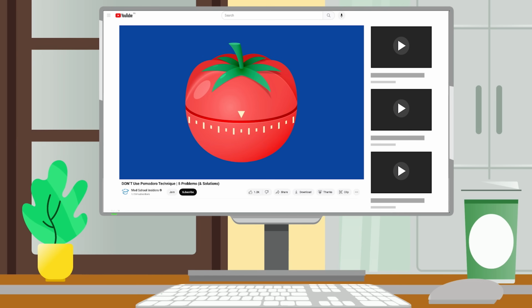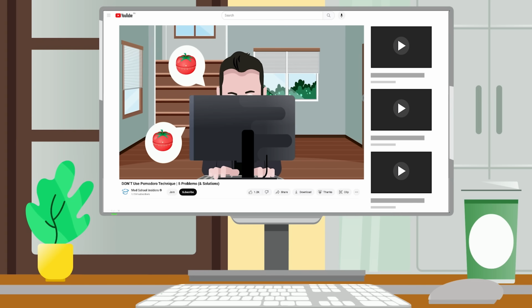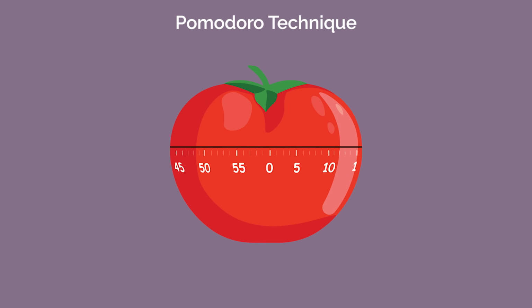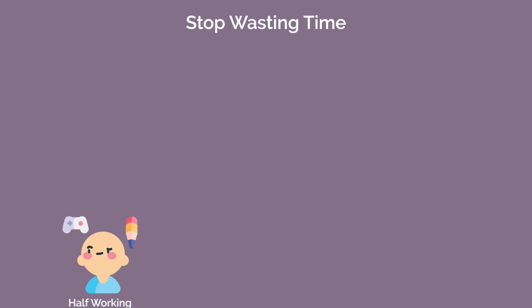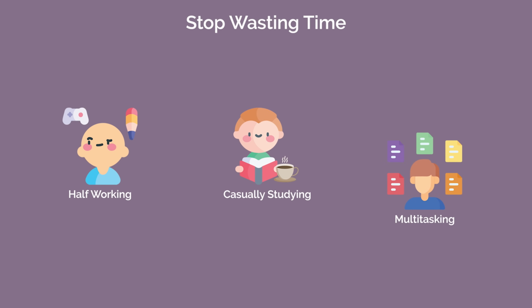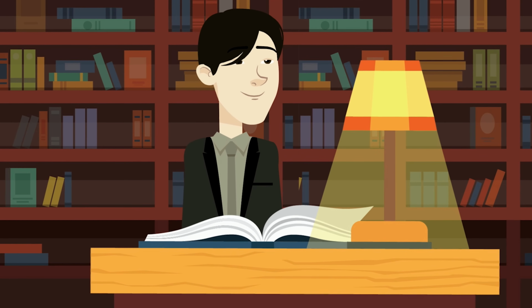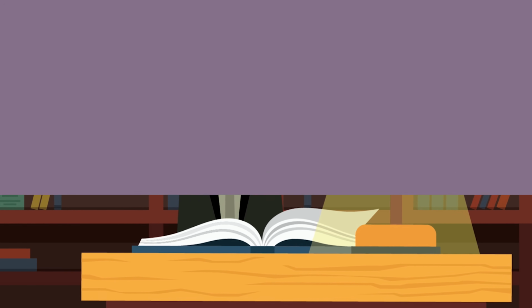If you're unfamiliar or need a refresher, check out our Pomodoro videos linked below. We outline how to get the most out of the Pomodoro technique and the critical errors many people make using a tomato timer. From a productivity standpoint, the Pomodoro technique can save you hours every week. Stop wasting time half working, casually studying, or multitasking. Instead, give your work your complete focus so that you can get more done in less time.